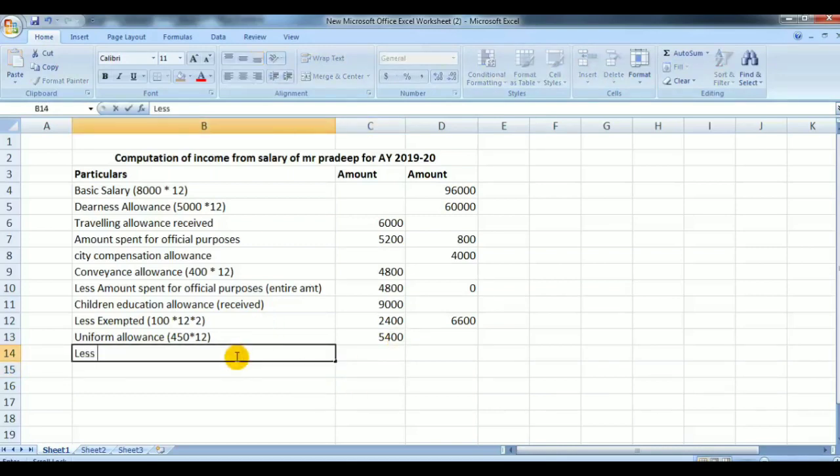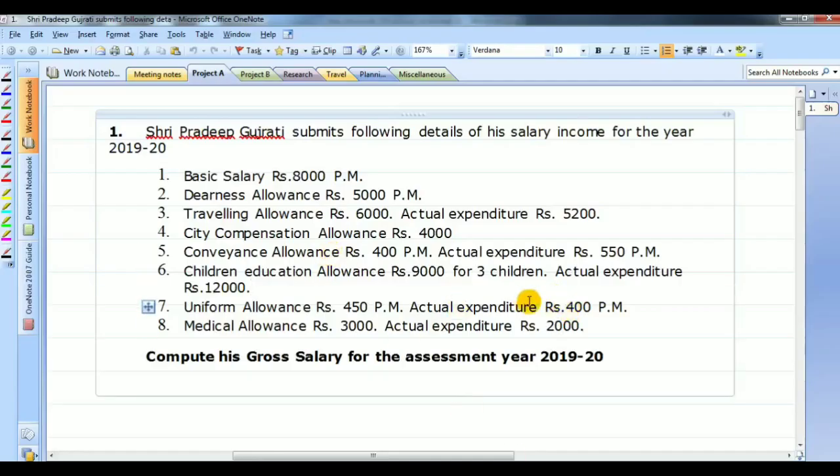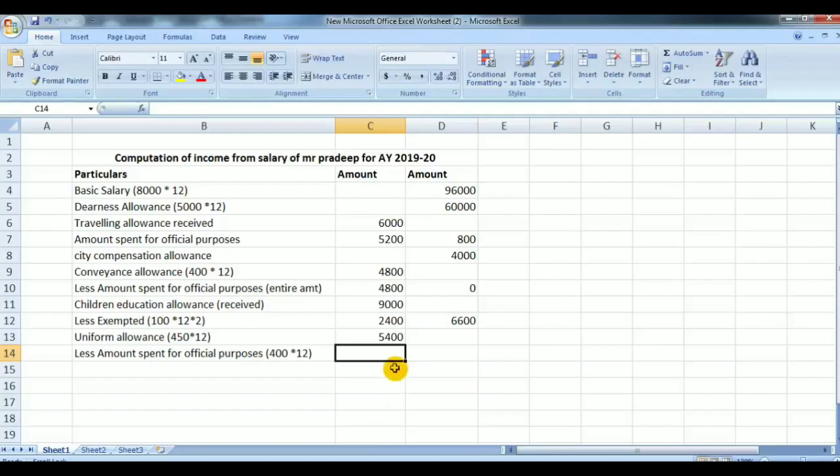From that we will deduct, same as above, the amount spent for official purposes. How much are we spending for official purposes? In the problem it is given 400 rupees per month we are spending for maintaining that uniform. See, 400 is the actual expenditure. So that actual expenditure, 4,800, will be deducted, and the amount of 600 is chargeable to tax.